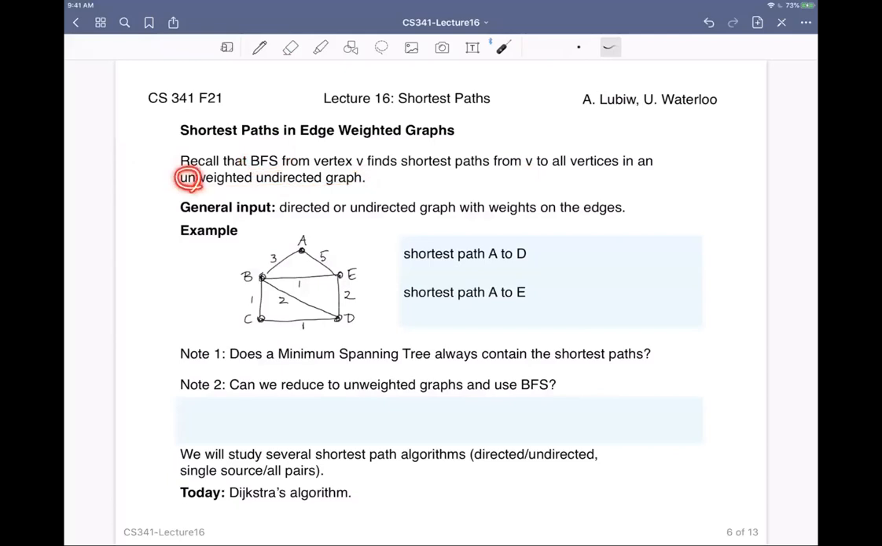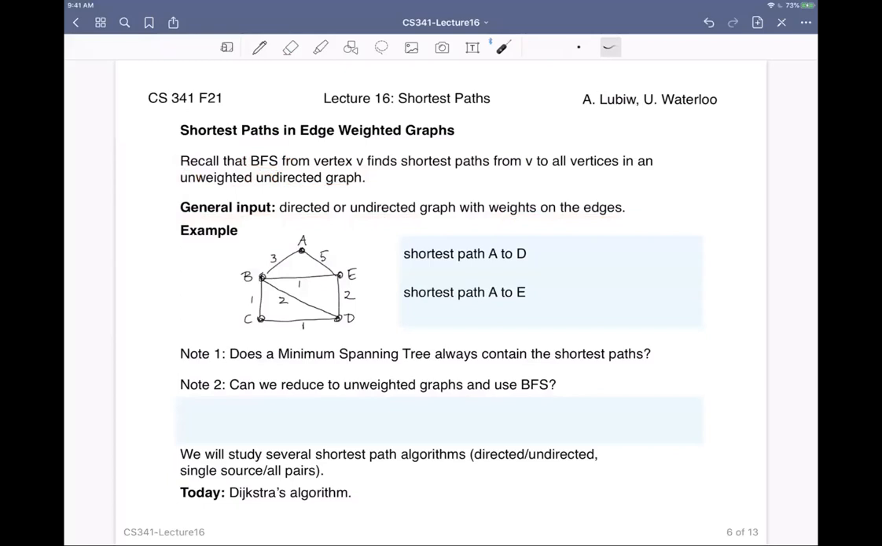So specific for unweighted and undirected, we know how to do this in linear time. Now, more generally, we're going to have either a directed or undirected graph. We'll look at algorithms for both of these, and we're going to have non-negative weights on the edges and sometimes maybe negative weights. Okay, so there's going to be a variety of different scenarios that we'll look at.